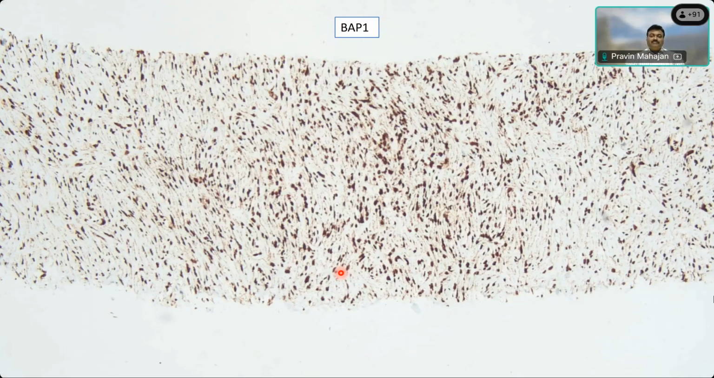BAP1 is a good marker when you have a differential of reactive mesothelial proliferation versus mesothelioma. In such situations, loss of BAP1 will automatically prove it is a malignant proliferation, that is, a mesothelioma. So in that situation, it is a very good marker. Here also, loss would have definitely proved that it is mesothelioma, but unfortunately it is retained. So you still have to do the other mesothelial markers.